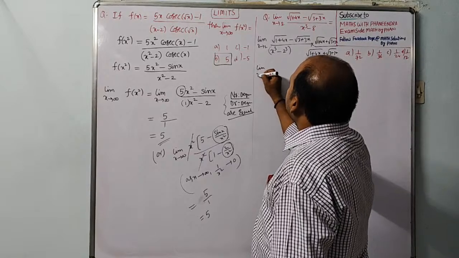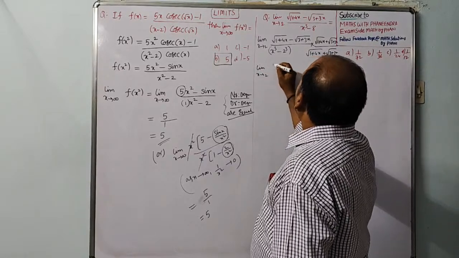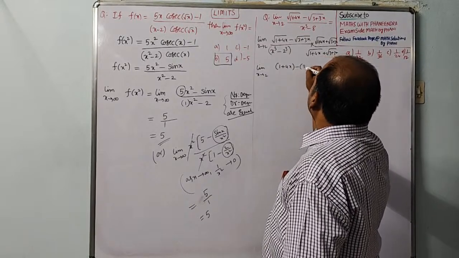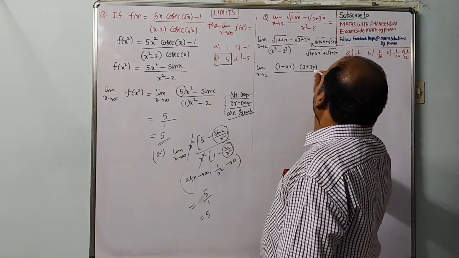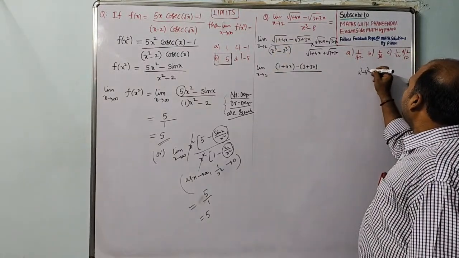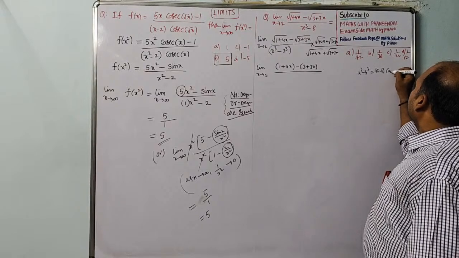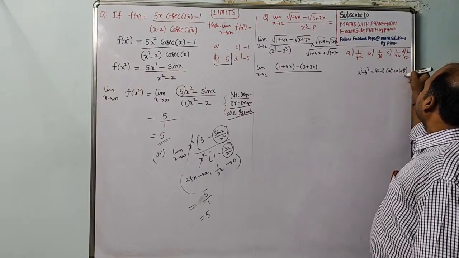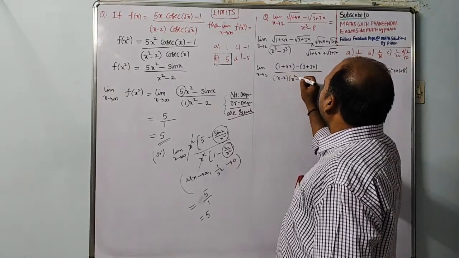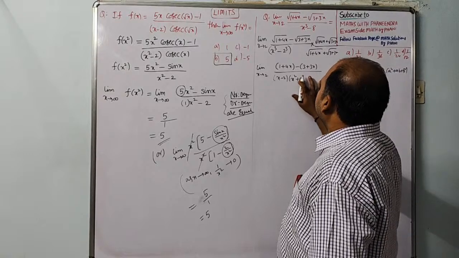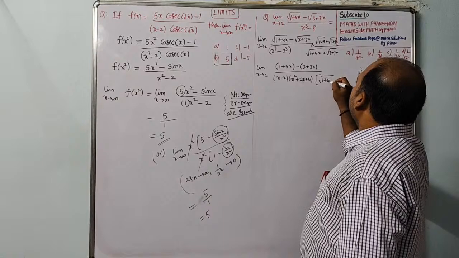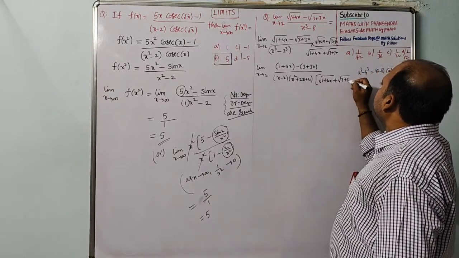Limit x tends to 2. The numerator is a minus b into a plus b, so 1 plus 4x minus 3 plus 3x. In the denominator, x cube minus 2 cube, that is a cube minus b cube, can be written as a minus b into a square plus ab plus b square. So x minus 2 into x square plus 4 plus 2x, into root of 1 plus 4x plus root of 3 plus 3x.